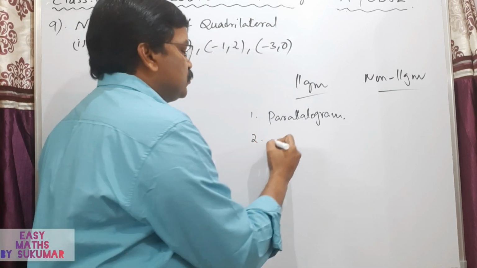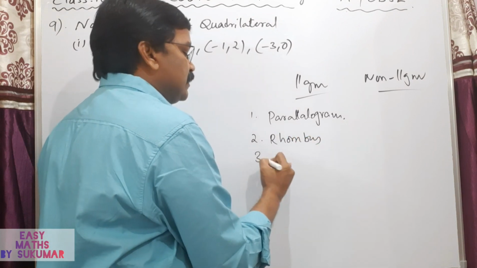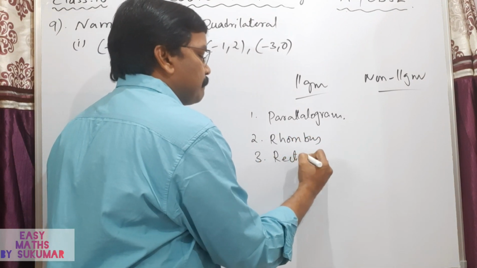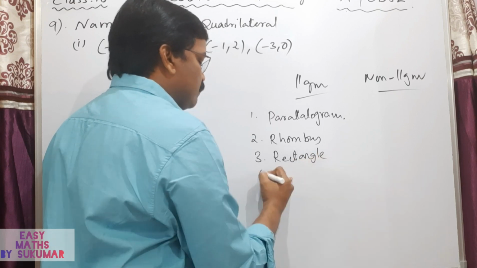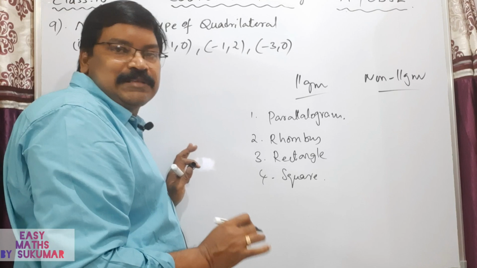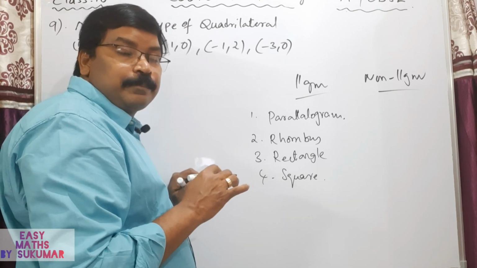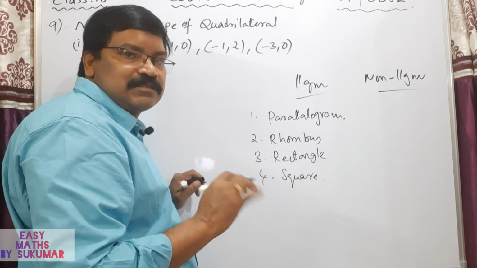Second one is rhombus. Third one is rectangle. And fourth one is square. Let's recall the properties. We already learned these properties in class 9, class 8, class 7 also.